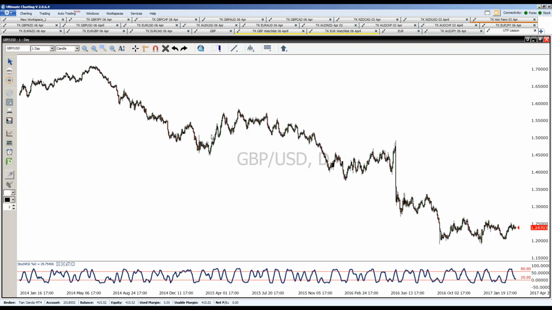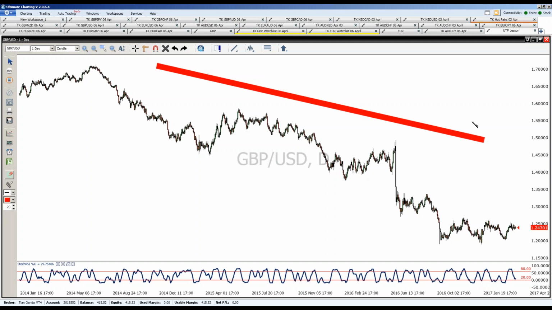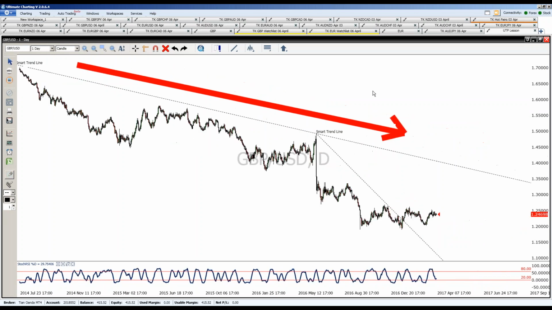Now we can see here that the market is bearish. Clearly we have a downtrend over here. We are heading down. So I'm going to start my trend lines here at that high. That would be the outer trend line. This would be the inner trend line. Now we can see the market broke the inner trend line and we're heading towards the outer trend line. Now, let's have a closer look at this picture.